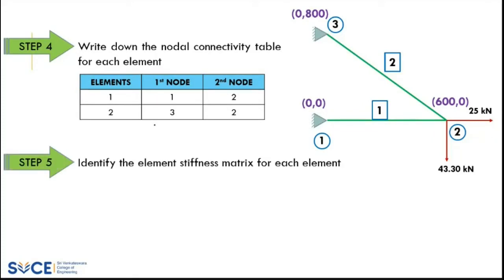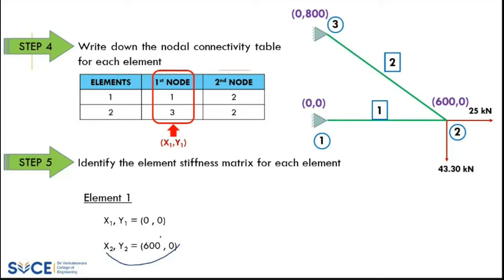Next, I'll identify the element stiffness matrix for each element. This is the step we usually do for a bar element, the same procedure. First, element 1. You have two coordinate points. Make sure I consider nodal point 1 as the first node. So that is x1, y1, which is 0, 0. What is my x2, y2? Node 2, which is 600, 0. So this is my element 1 coordinate system.